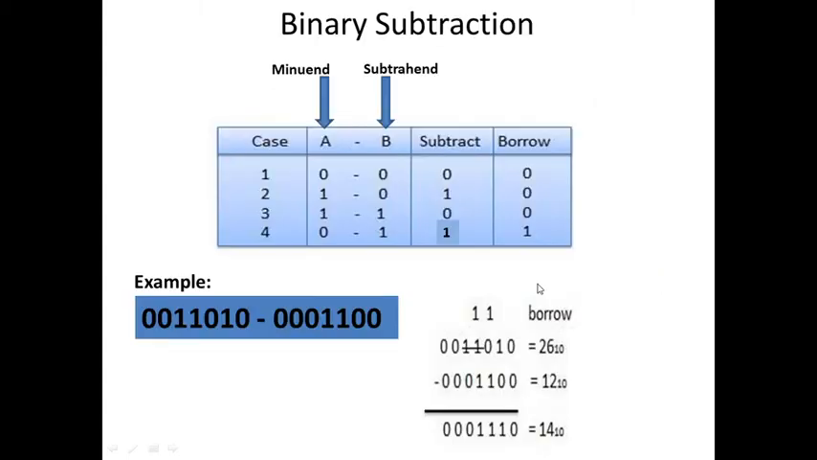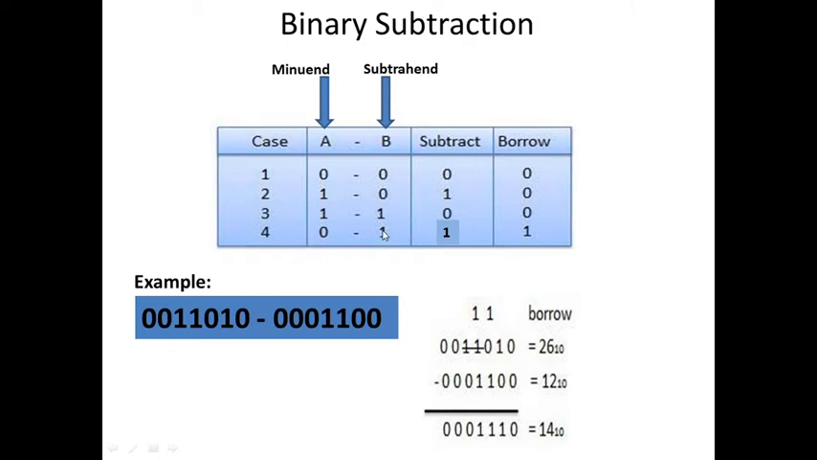Next is binary subtraction rules. Now we again have A and B, which are called minuend and subtrahend. So it is A minus B. Now here we have a difference and a borrow. 0 minus 0 is 0, no borrow. 1 minus 0 is 1. 1 minus 1 is 0 and 0 minus 1 is 1. Only this case is different.